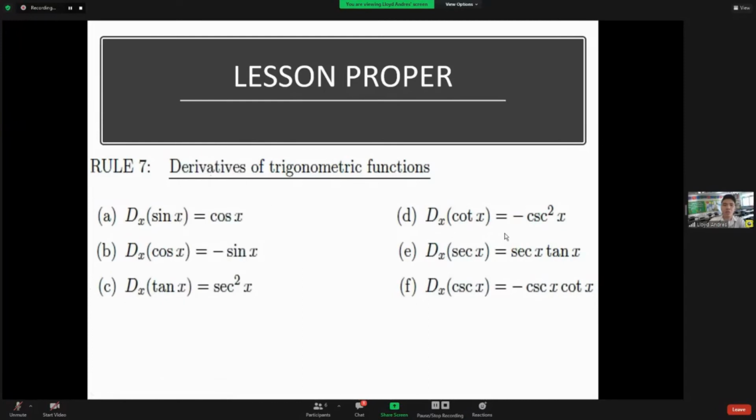Sige. Derivatives of trigonometric functions. The derivative of sin x is cosine x. The derivative of cosine x is negative sin x. The derivative of tangent x is secant squared x. The derivative of cotangent is negative cosecant squared. The derivative of secant x is secant x times tangent x. The derivative of cosecant x is negative cosecant x cotangent x.